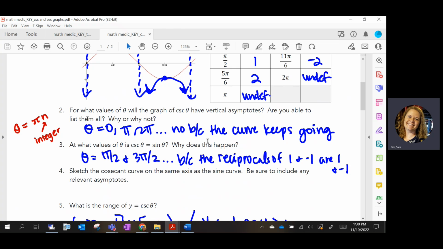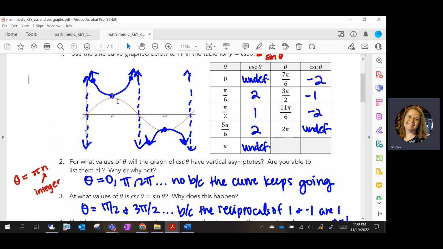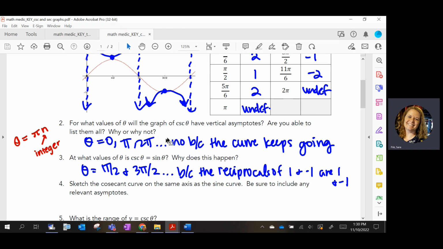2 and 3. Okay, so the values of theta where the vertical asymptotes are, and the values of theta where cosecant and sine are equal to each other. And I actually did kind of mention that already. They shared those points here and here. Okay, it's at the vertex of those curves, at the vertices.